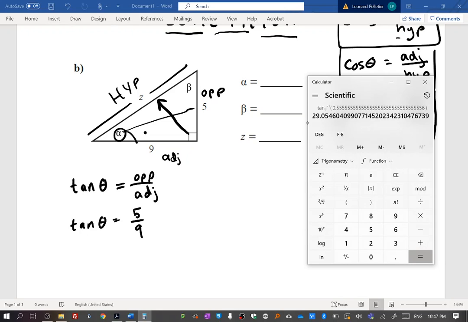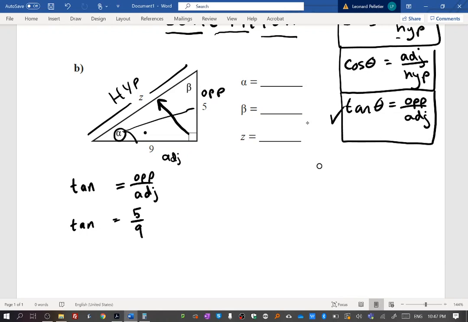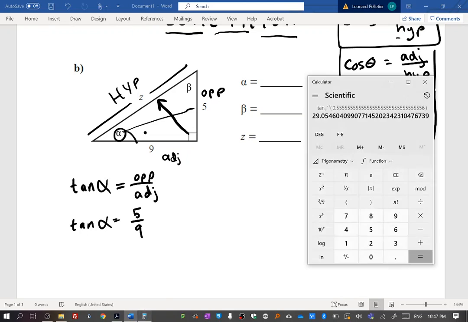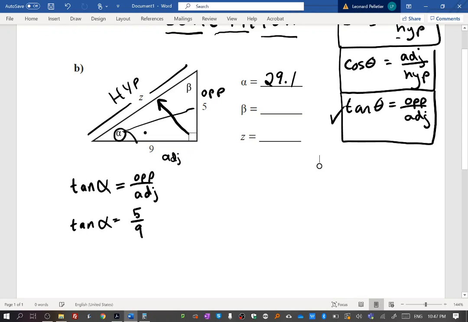In hindsight I regret having written this. It should have been alpha. That should have been what I was talking about there. So I apologize for putting in the wrong thing. But yeah, what's that number? It's 29.1, I guess, because it's going to round up. So 29.1. So that's alpha. Okay, woohoo.